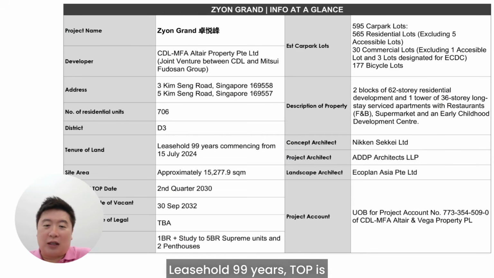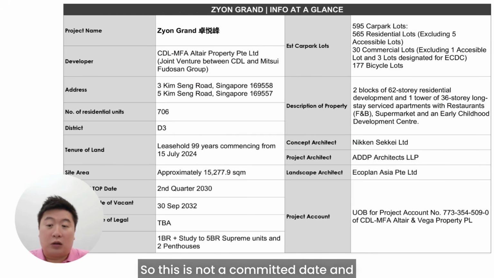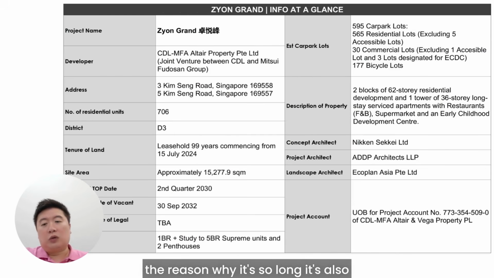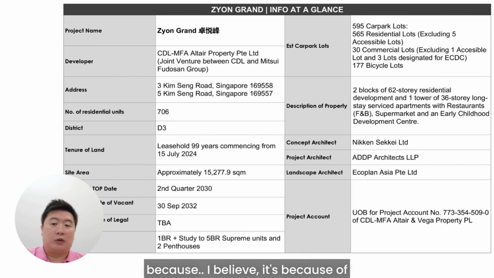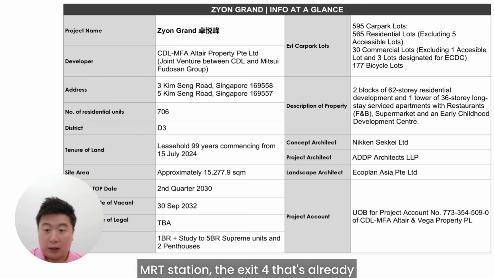Okay, this whole 99 years, TOP is second quarter 2030. So this is not a committed date, and the reason why it's so long is also because I believe it's because of the fact that they need to integrate the project with the Havelock MRT station, the asset that's already there. And on top of that, it's also 60 plus 4, so the foundation has to take longer.